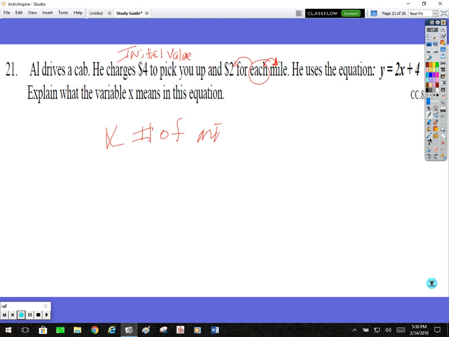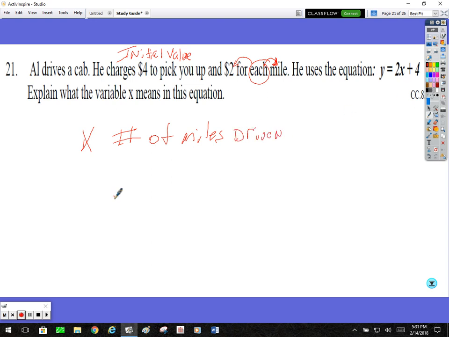The x variable means the number of miles. Let me erase this. The x variable, okay, is the number of miles. That's all you're looking for right here. That's all it asks you to do, is find the number of miles driven, okay? Well, let's kind of add a little bit to this real quick.